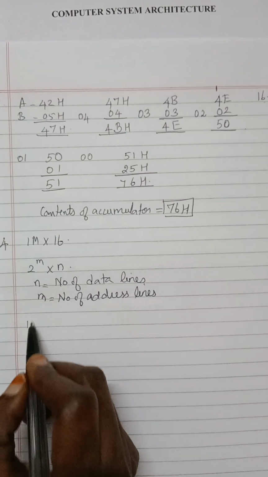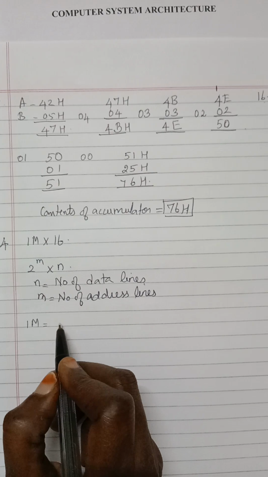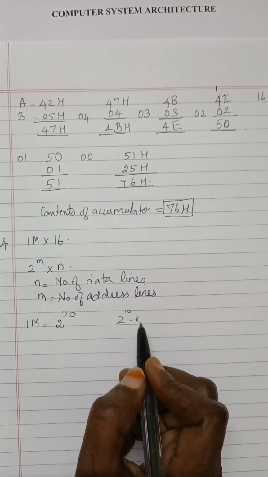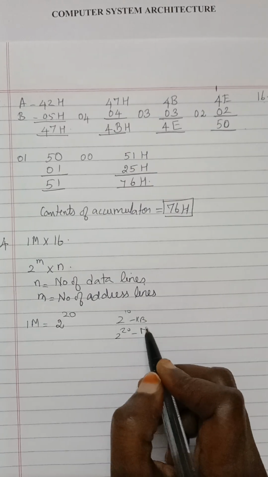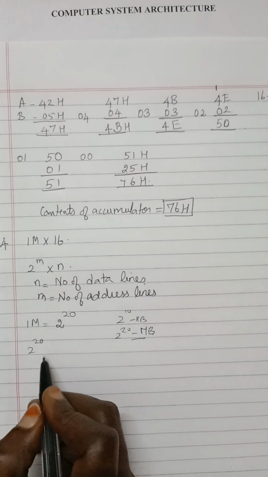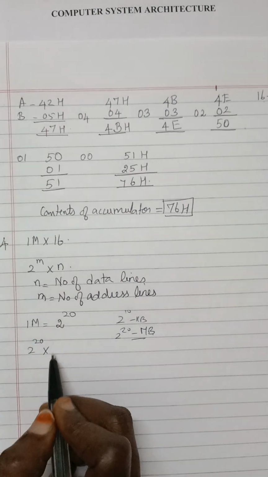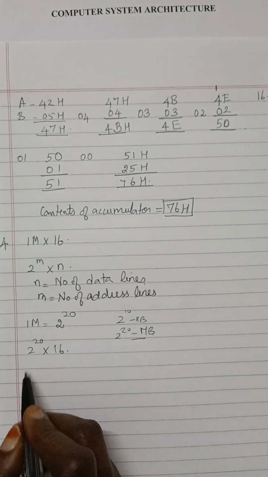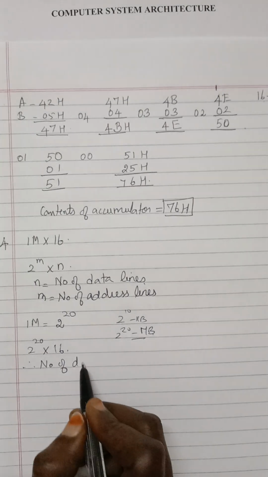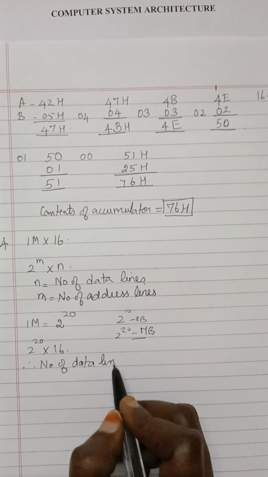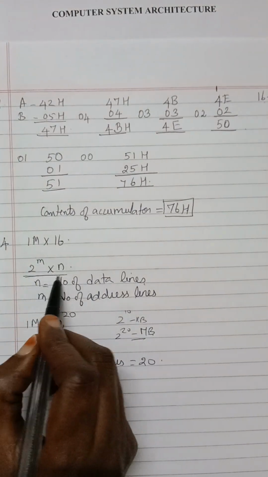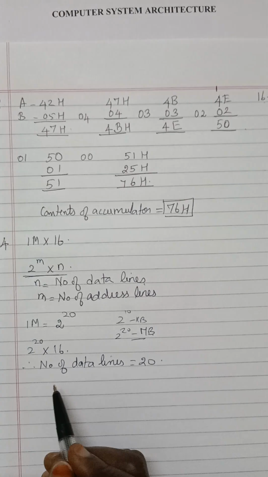What is given is 1M. M means mega, so it is 2 to the power 20. 2 to the power 10 is kilo, 2 to the power 20 is mega. So M is 2 to the power 20, and N data lines is 16. Just you have to know this format. If you know this format, you can easily solve this problem.